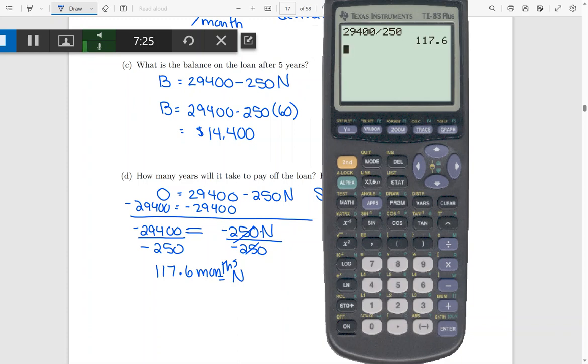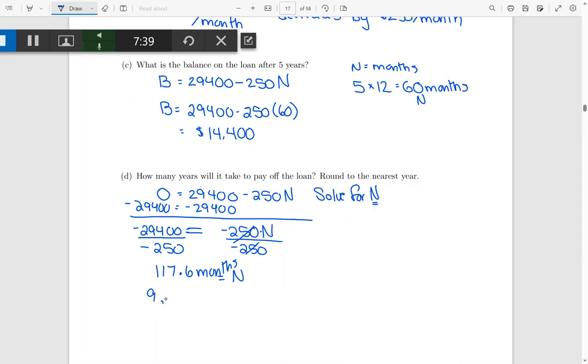But that's, again, in months. So I want to know the number of years. So I don't multiply by 12. In this case, I would divide by 12. So that would be about 9.8 years. So I took that 117.6 and divided by 12, all right, to get the number of years.